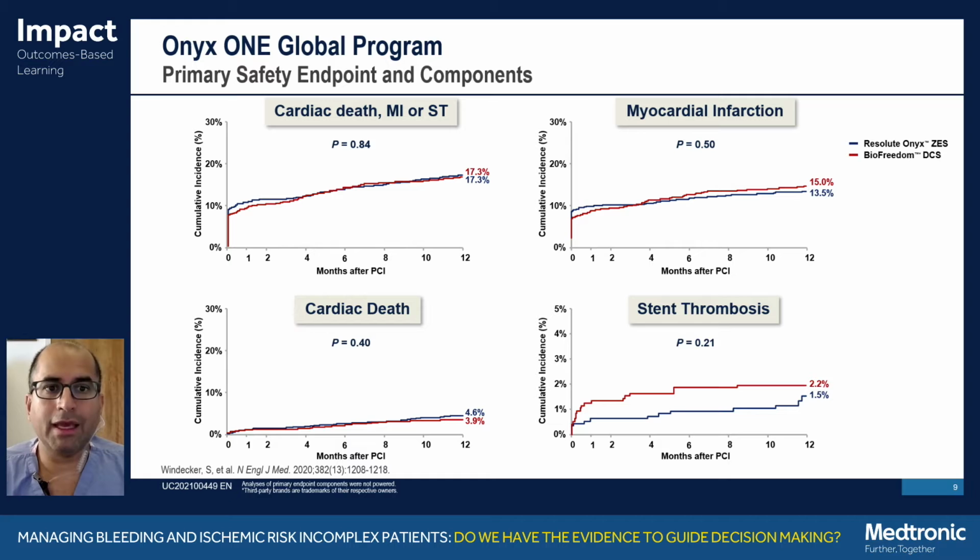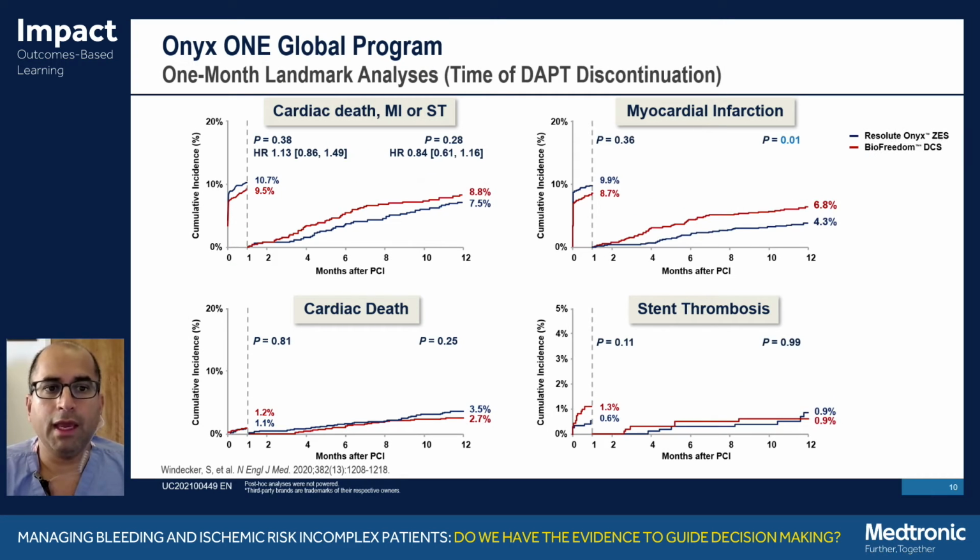Now, if we look at the landmark data from this study, if you can advance to the next slide, please, what you will see is that the majority of events occurred within the first month. And then beyond the first month, this is when DAPT was discontinued. You can see that there's a steady accrual of events, but these event rates are lower. And between month 1 and month 12, this does, at least in terms of myocardial infarction, favor the Onyx stent, but this is a post hoc analysis, so we shouldn't get too excited about that as a whole.